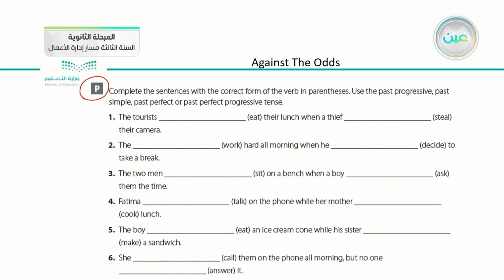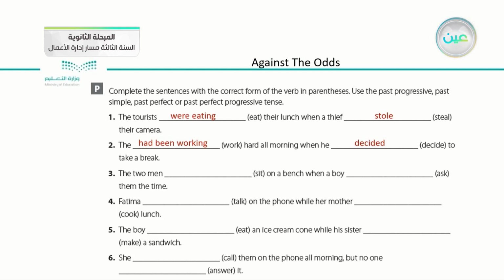Number 1, the tourists eat their lunch when a thief steals their camera. So we have here 2 consecutive actions happening at the same time. The answer is the tourists were eating their lunch when a thief stole their camera. Number 2, they work hard all morning when he decided to take a break. He had been working all day. He had been working hard all morning when he decided to take a break.